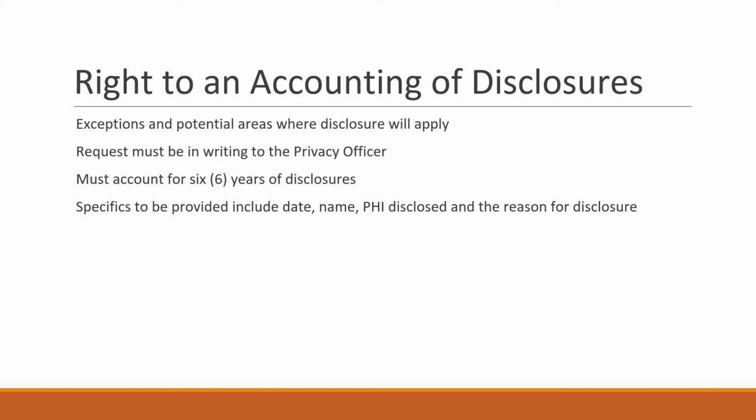The right to an accounting of disclosures. Patients have the right to request an accounting of disclosures under HIPAA, and this applies to every patient as part of their rights. They are allowed to get the accounting. The request must be in writing to the privacy officer. So under HIPAA, the request must be in writing, and it has to go to the privacy officer for them to receive an accounting of disclosures.